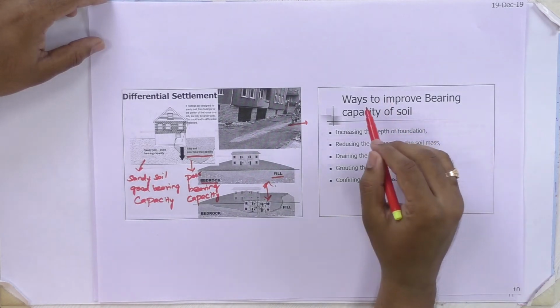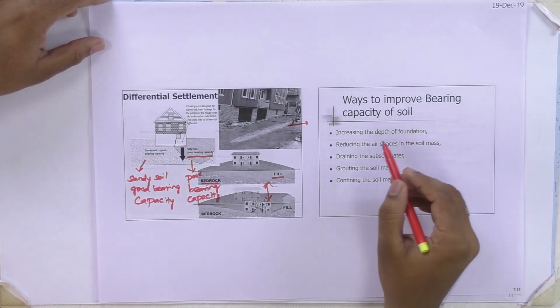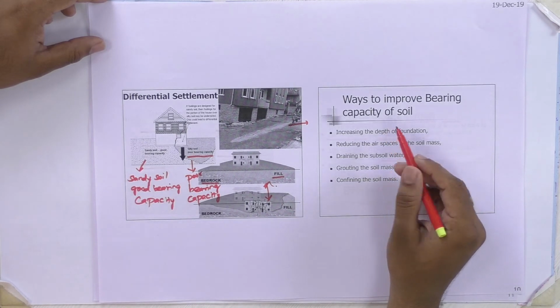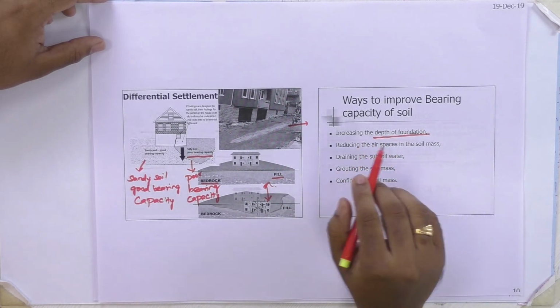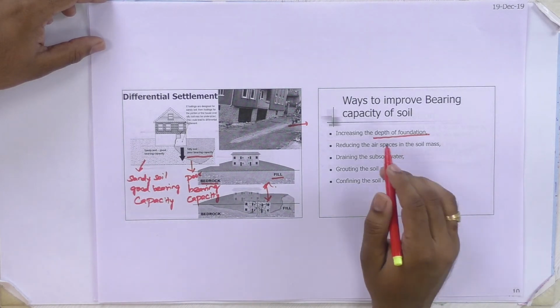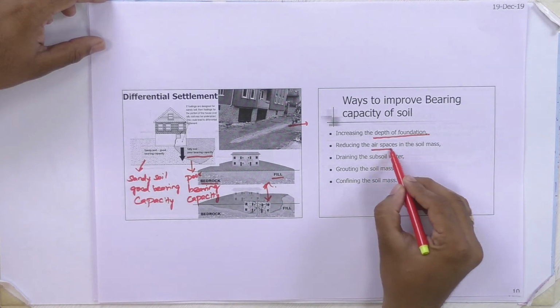And next one, ways to improve the bearing capacity of soil. The first criterion is increasing the depth of foundation, so due to the depth of foundation, the foundation will get stronger. And the second thing is reducing the air space in the soil mass.